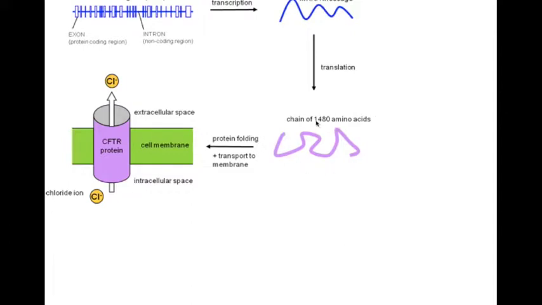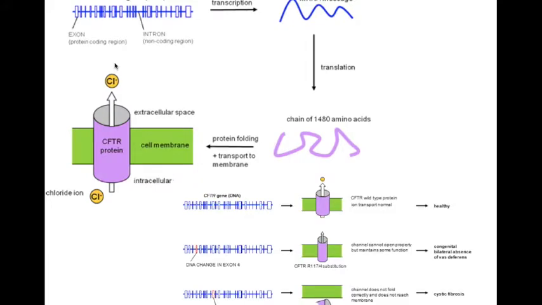There's about 1,480 amino acids in CFTR, and then it gets folded and transported to the membrane, where it then forms the transmembrane protein. Now, thinking back to chapter 1, transmembrane means it spans the entire length of the plasma membrane, and it acts as an integral protein. Yeah, it regulates the movement of ions in and out, active transport of chloride ions in and out of a particular cell, right?